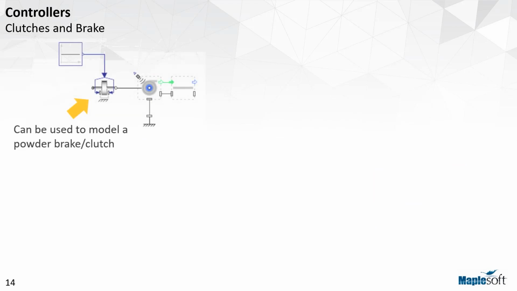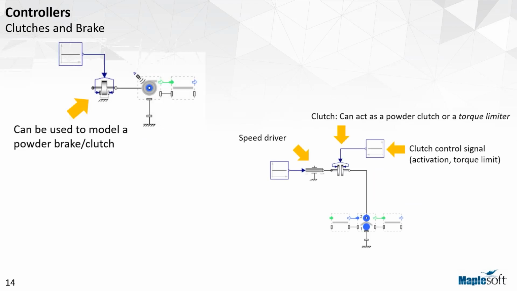Another control scheme is using a brake or clutch to regulate tension or speed. On the left is a brake component that we saw earlier. We'll see more of it later on. This brake component is connected to an unwind drum. And on the right is a clutch after a speed driver to model a torque limiter to an actuated nip roller. Both of these setups can be used to model a powder brake or powder clutch in a system, or a torque limiter as well.